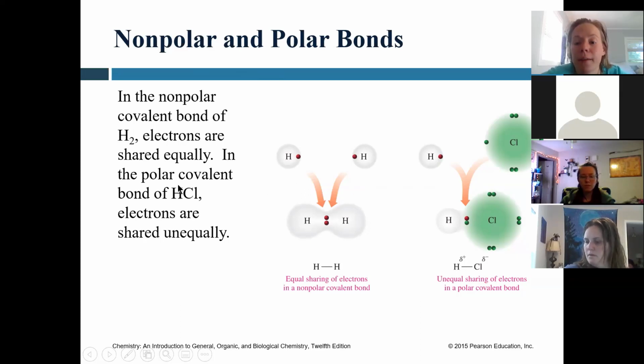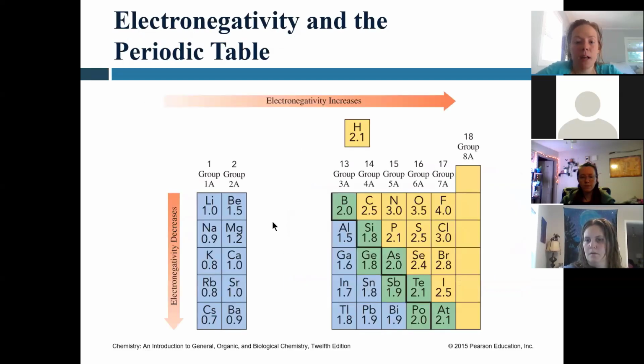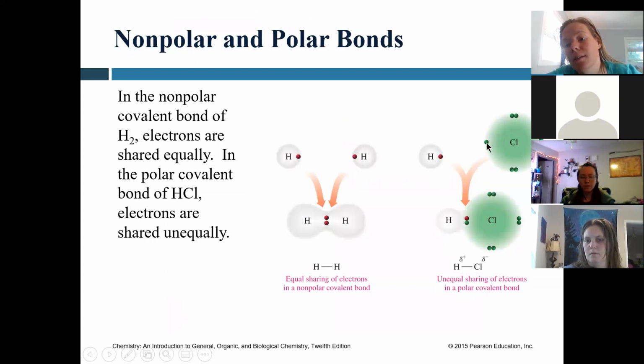In a polar covalent bond, which happens between two nonmetals that are of different electronegativity, the electrons are not going to be shared equally. Let's go back to the periodic chart. Hydrogen has an electronegativity of 2.1. Chlorine has an electronegativity of 3. So chlorine is greedier than hydrogen for those electrons. So the electrons that these two have agreed to share are going to sit closer to the chlorine than to the hydrogen. Here, they're both equally distanced. Here, chlorine is sort of hogging these more.